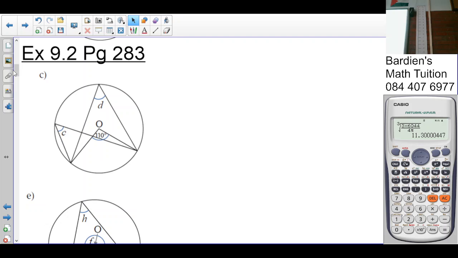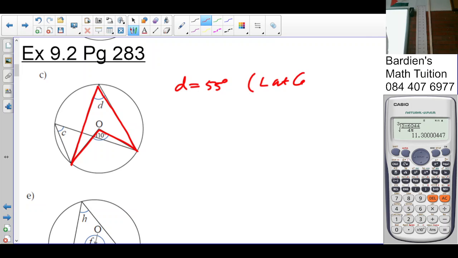C. As you can see here, angle at center is twice angle at circumference. Okay, so D is equal to half of 110, which is 55 degrees. Why? Angle at center equals 2 times angle at circumference. Okay, so there goes 55 degrees.